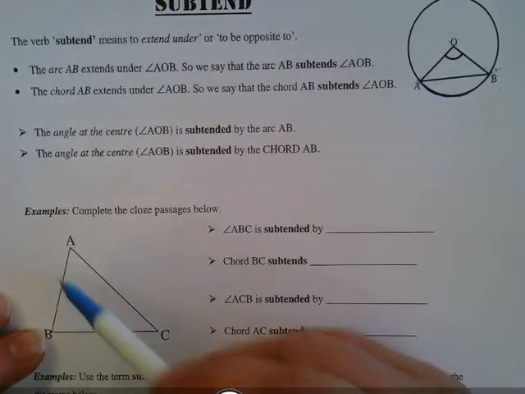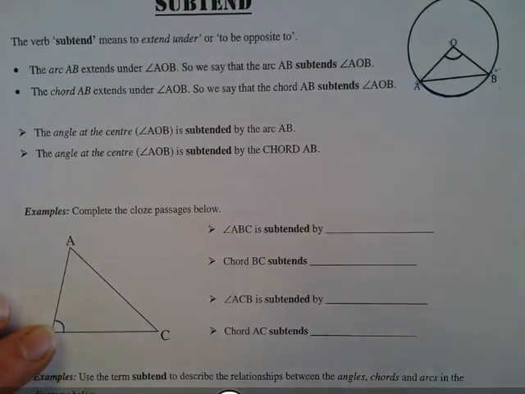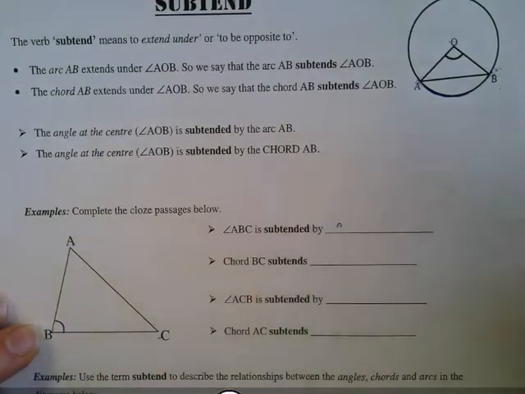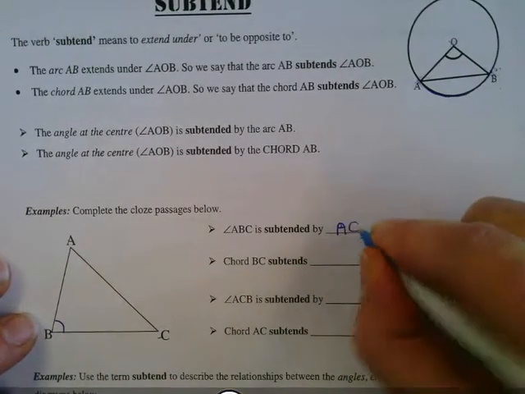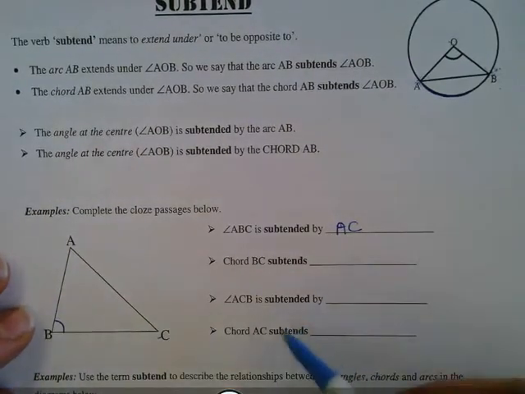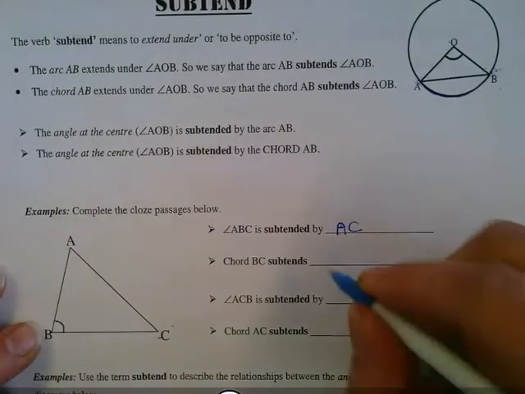Okay, so angle ABC. This angle is subtended by what? By chord AC. I'm just going to say chord, because I don't know if it's in a circle, but if it was in a circle, it'd be a chord. Okay, chord BC subtends which angle?